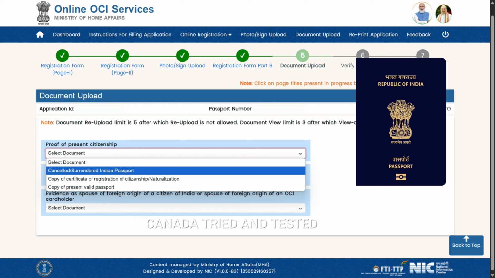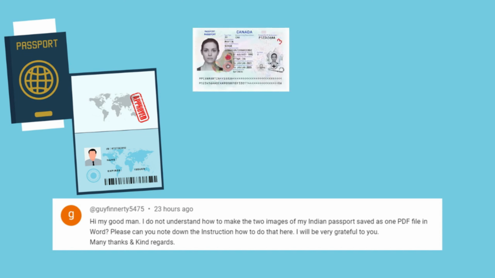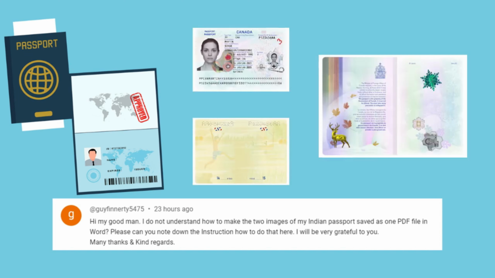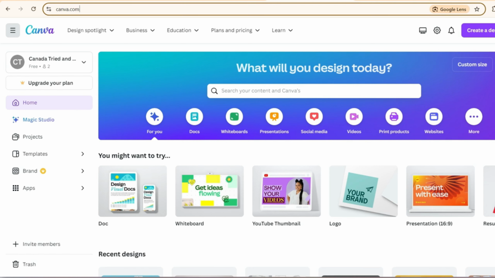So how to make this into one PDF? Let me show you this as an example, after which you will be able to do this for rest of the document as we go. You have scanned your passport into multiple pages. When you have scanned, these passport pages are in multiple pages and you want to merge this into a single document. Come to this website, canva.com.